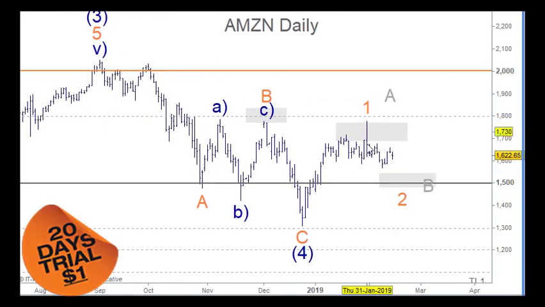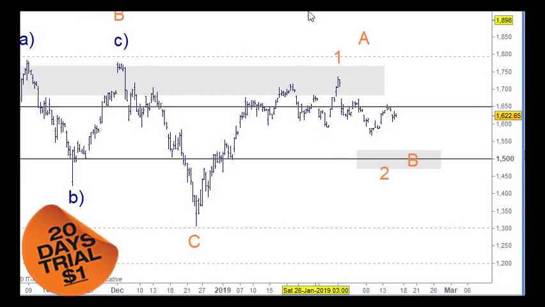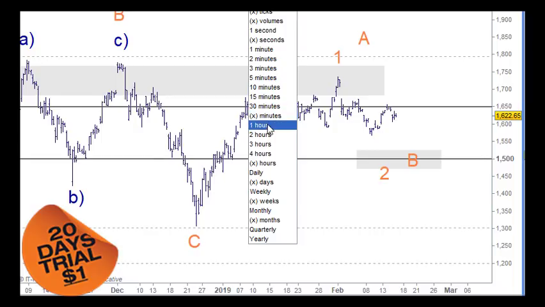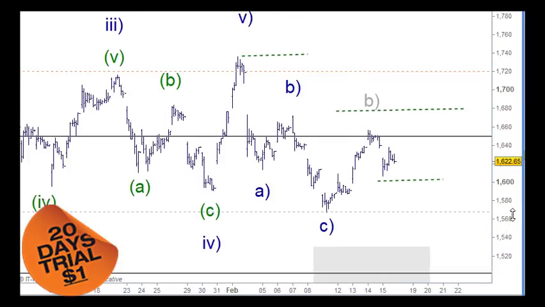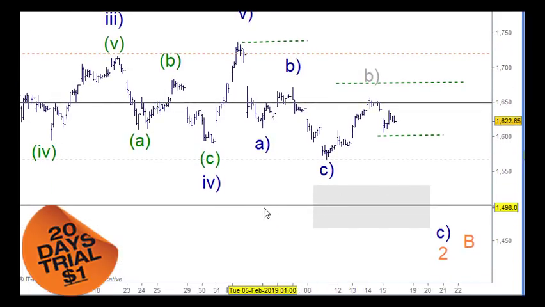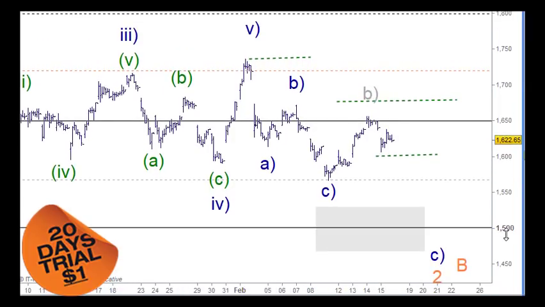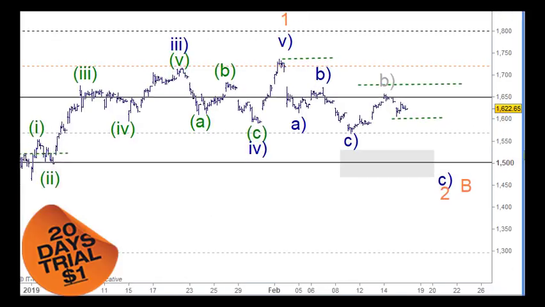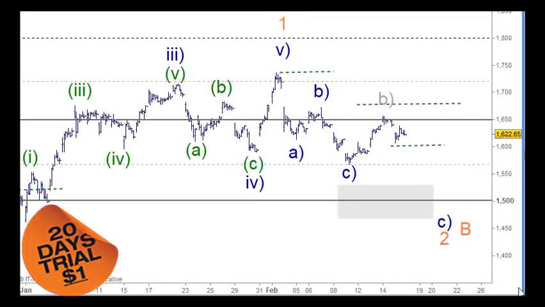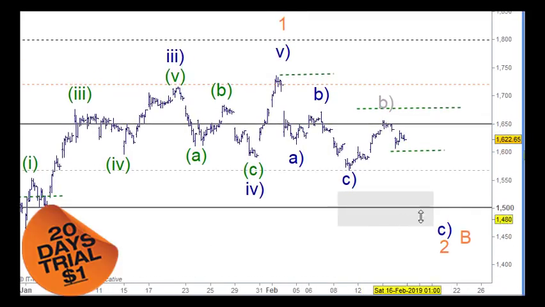We do have already a little ABC pattern here, so that's what I wanted to talk about a little bit. I'll just go to the 1 hour chart here, for a bit more detail. I'll just stay in this space here. Now, the natural thing was that we were going to pull back to the 50-60% retracement level here at 1500. Okay, so that's still on the cards.